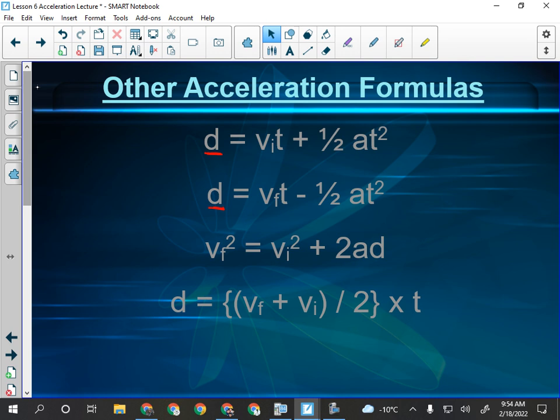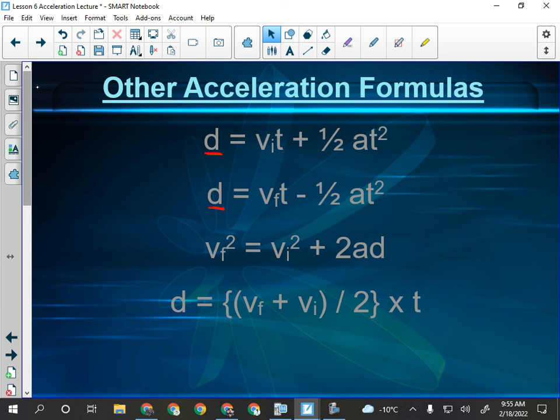Okay, so those two do that. This one here is not really a graphing thing, but it's pretty handy if you don't know how long the object is accelerating for. It allows you to calculate either VF, VI, A or D without needing time. So if you have both speeds and the distance, you can calculate the acceleration. You just have to remember that VF and VI are squared in this formula.